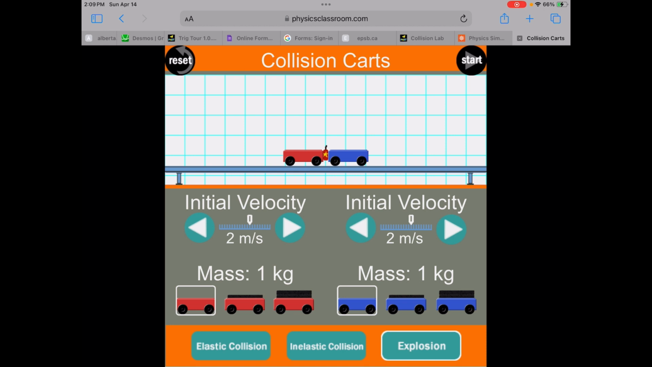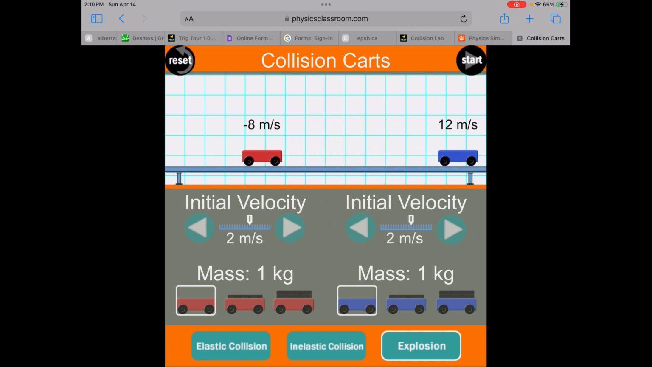Without even thinking about it, what's going to be the final total momentum in the system? It'll be the same thing. It'll be 4 kilogram meters per second. Individually, the two objects will have different momenta, but their sum will still be positive 4. Let's see how that looks. Aha! So look at this.